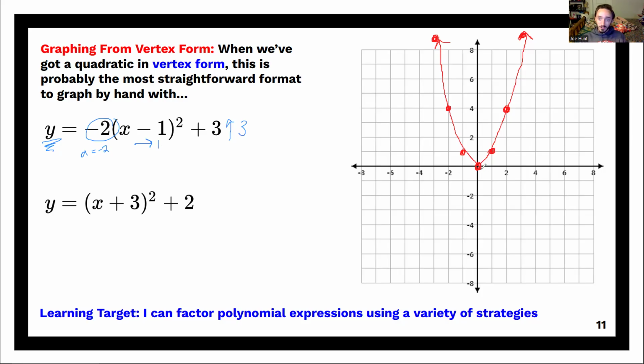So if I've got my vertex at 0, 0, and I take it right 1 and up 3, that's where I'm ultimately starting my graph. From here, I need to go over 1 in both directions, but instead of going up, I've got to go down, and I've got to go down twice as fast. So instead of down 1, I'm going to go down 2 to get my first symmetric pair of coordinates that are on each side of the vertex.